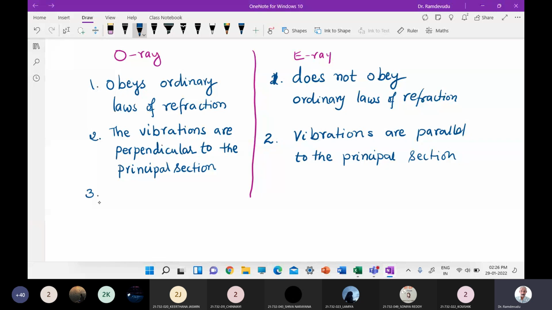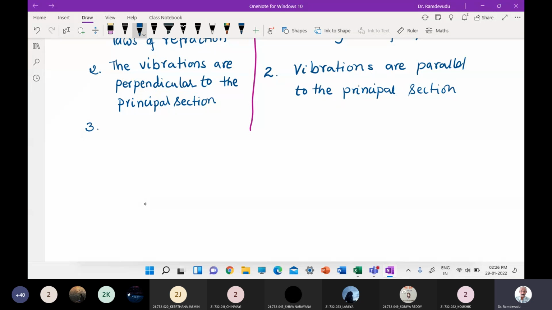The third important point is that if you compare O ray and E ray, in some crystals O ray moves faster than E ray. In some crystals E ray moves faster than O ray. Therefore, there are some differences between these rays. So I have to add some more important points of O ray and E ray.